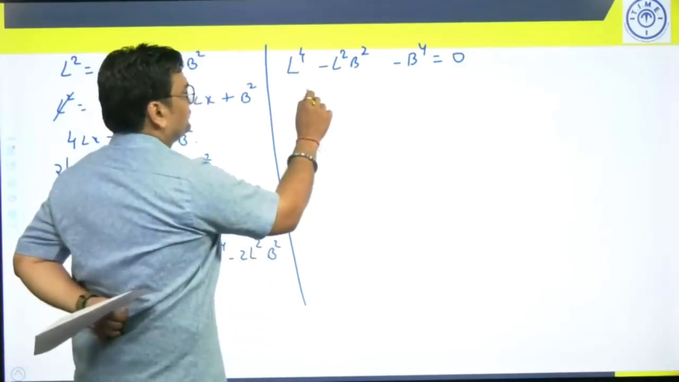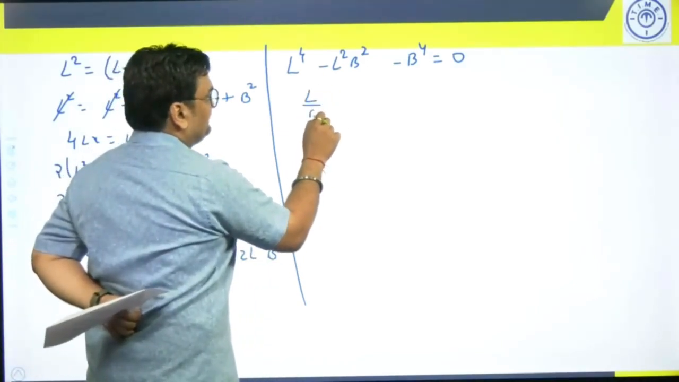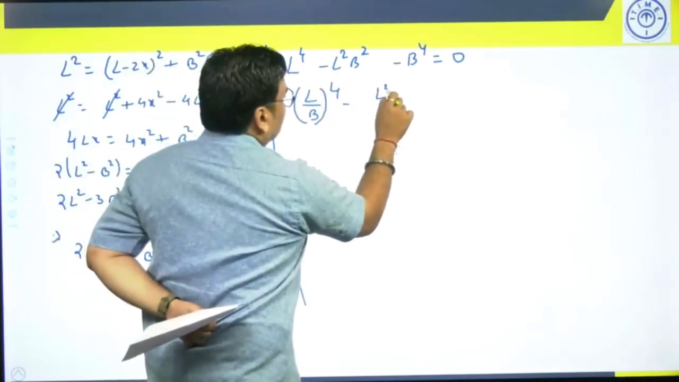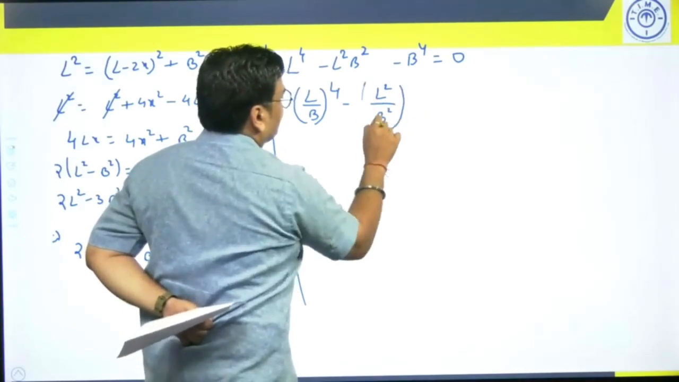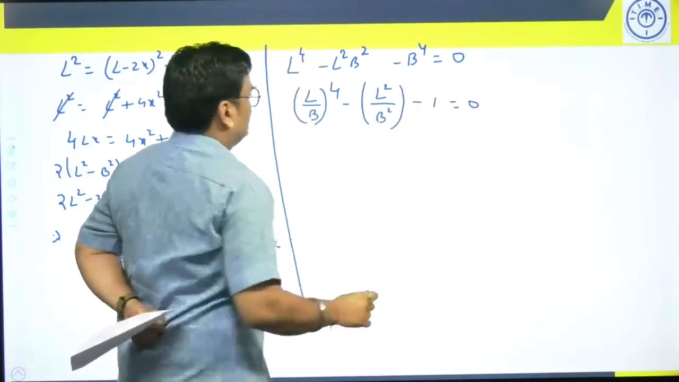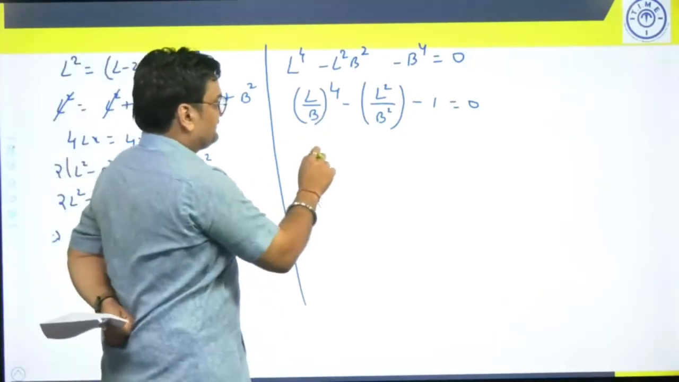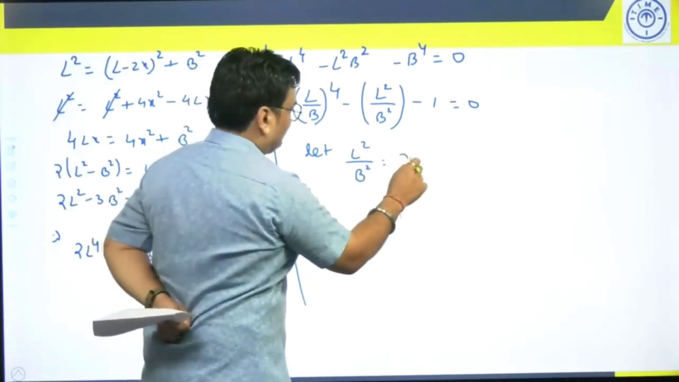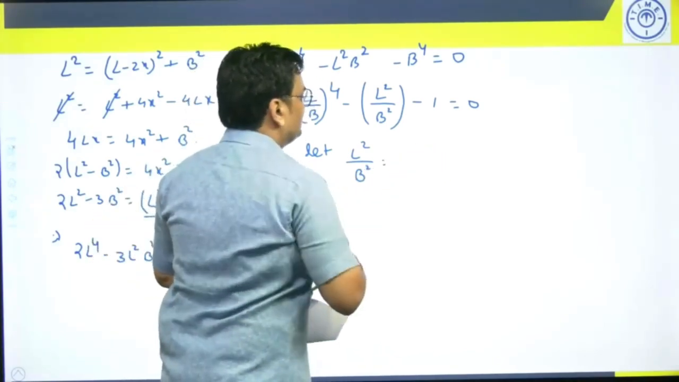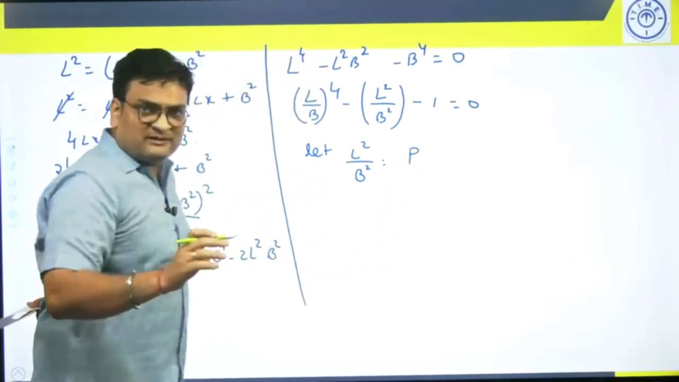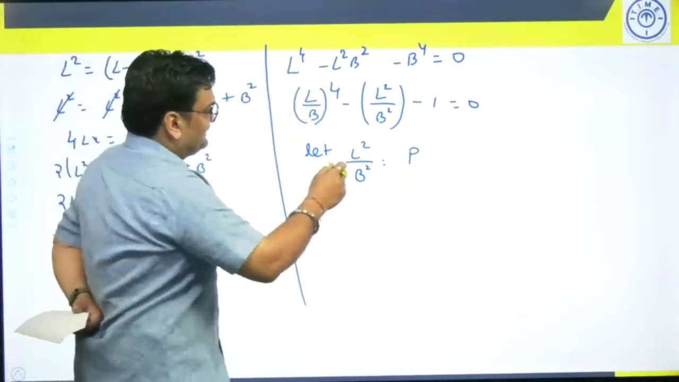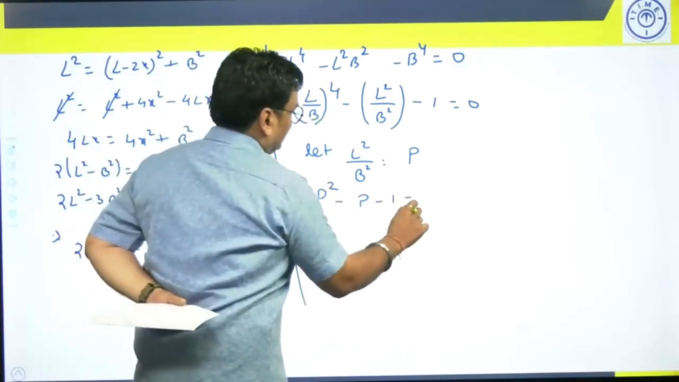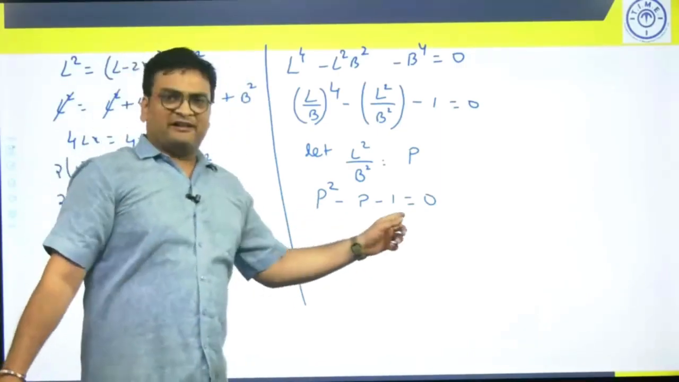So when I divide by b power 4, what do I get? L power 4 by b power 4 minus L square by b square minus 1. Now let's do one more thing. Let us put L square by b square as some x, or let's not take x, let's take p, because x is already taken in our today's problem, x variable. So if I take it as p, so what will this become? This will be p square minus p minus 1 equal to 0. It's a regular quadratic.